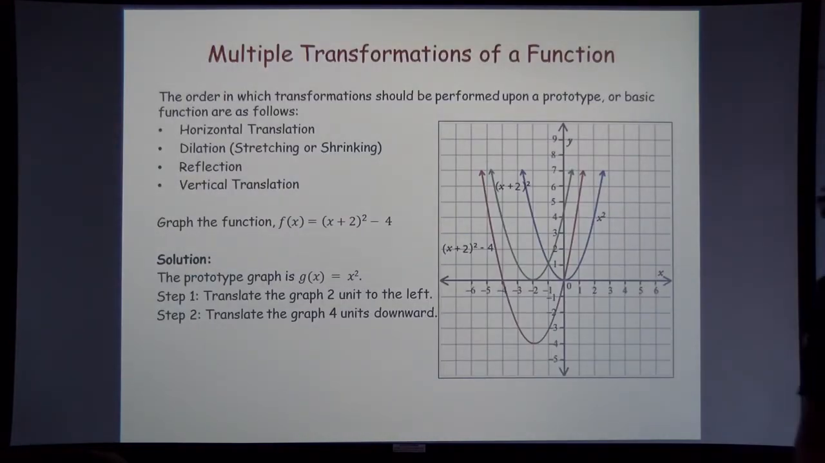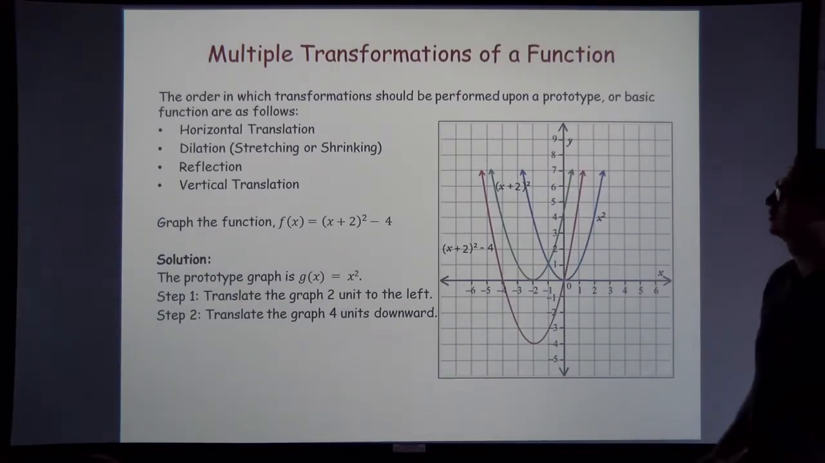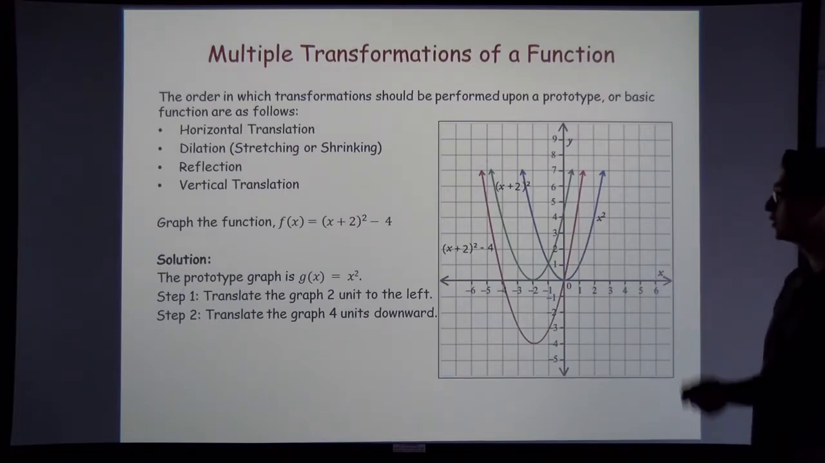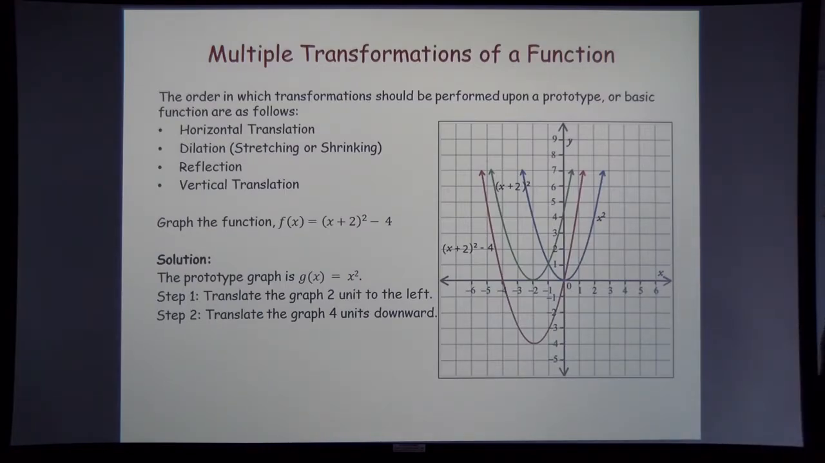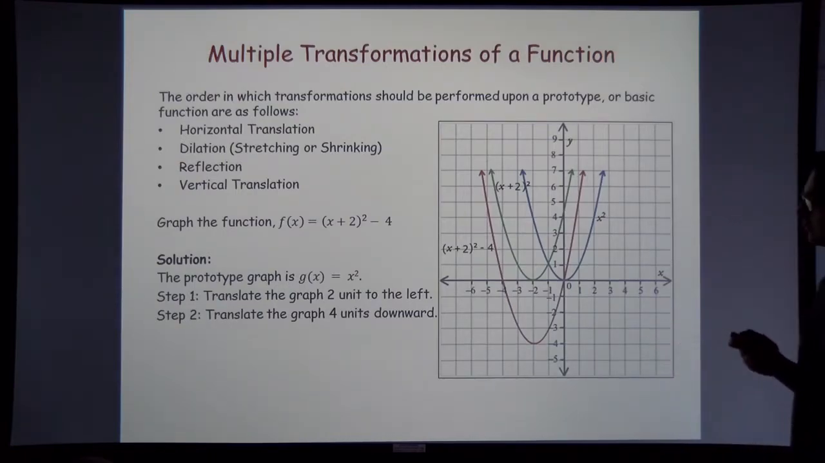Okay, so what we're going to talk about now is multiple transformations of a function. The order in which transformations should be performed upon a prototype or basic function is as follows. There are 4 types. We have horizontal translation, we have dilation, which means we're either going to stretch it or shrink it, we have reflection, and we have vertical translation.